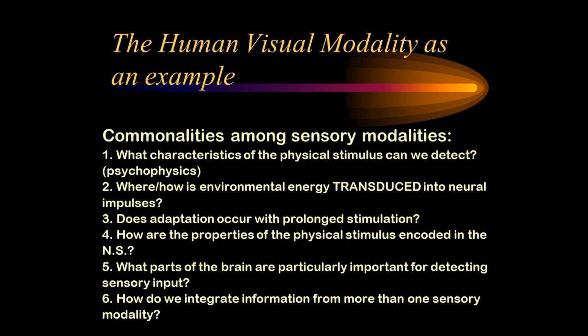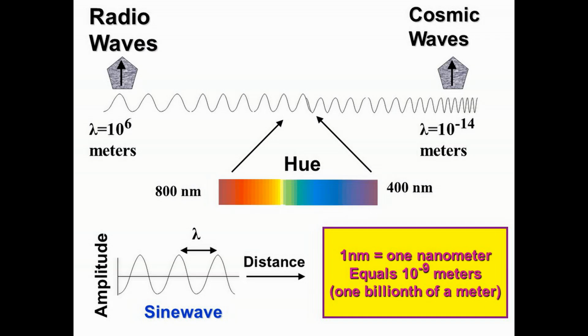I'll be using vision, human vision specifically, as an example of how to approach these questions. The first question to ask about any sensory modality is, what is the nature of the physical stimulus? We're going to use the human visual system as a model for how to study information about the different sensory modalities. I'm not sure why, but there have been quite a few students over the years who said this is their favorite part of the entire general psychology course. So we'll see what you think.